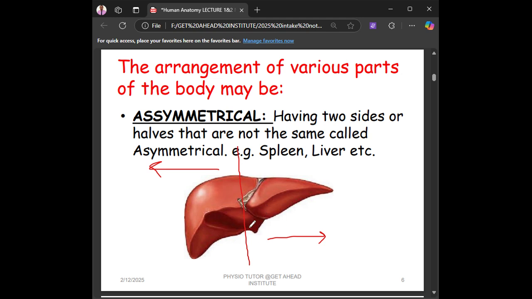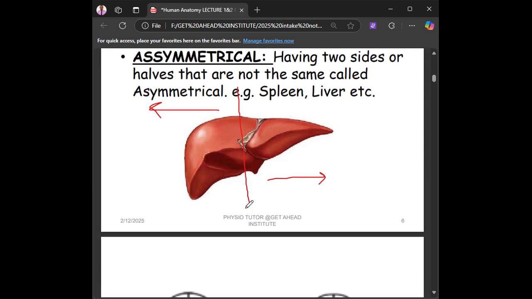So different body parts in the body can either be asymmetrically arranged or symmetrically arranged. It just depends on the body part.